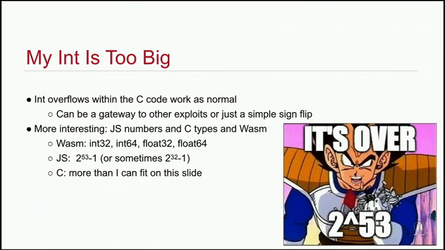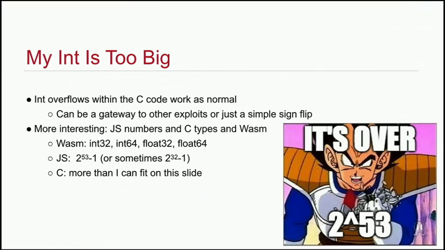Just in the plain C world, WASM isn't doing anything to defend you against these. So if you have a straight up C integer overflow, it's still going to work fine. The interesting part here is that now we're throwing WASM and JavaScript into the mix, and they all have their own integer types with their own maximum values, and everyone's different. I'm not going to list off all the different types in C. There's a ton. WASM has int32, int64, float32, and float64. JavaScript has 2 to the 53 minus 1.